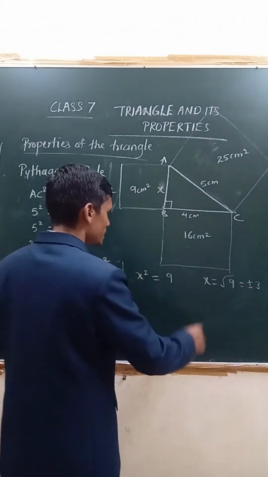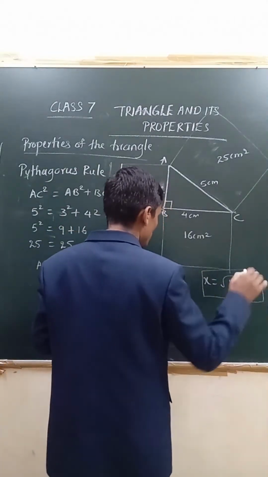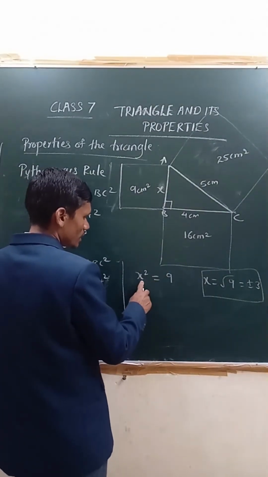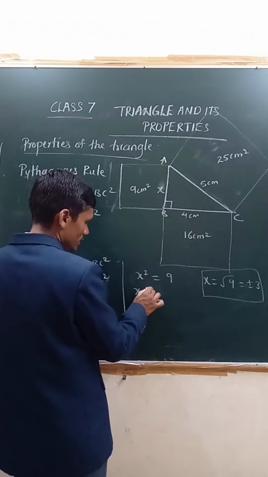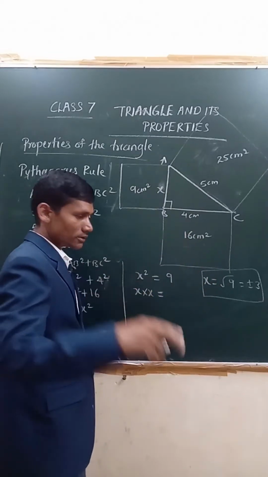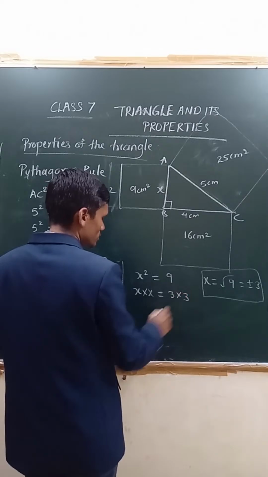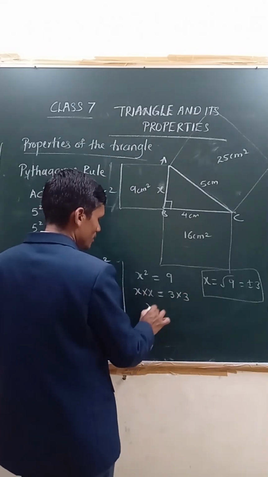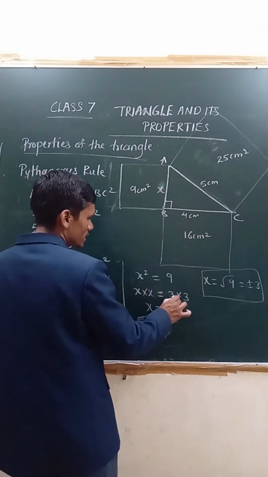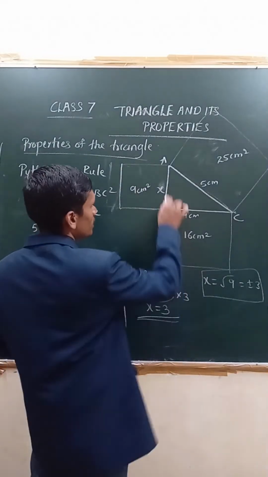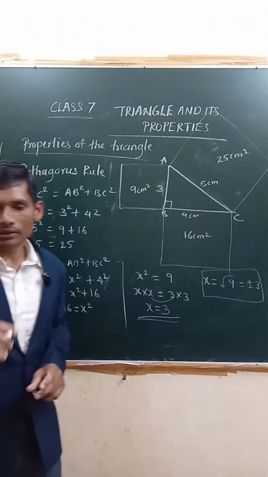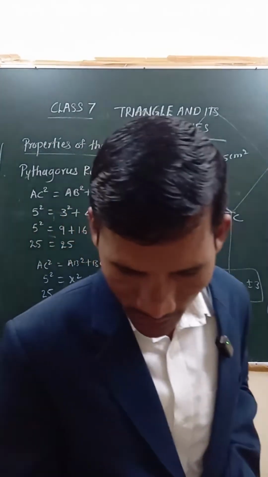So what you can do in this case is keep it aside, because when you come to higher class, there you will study that in 8th, 9th, 10th. Now in this, you can write it like this: x into x. This 9, how can you split as the product of the same number? 3 into 3 you can write. So x is equal to 3. The value is x is equal to 3. So you can say that x corresponds to 3, and that is why you can write this x as 3 centimeter, right? This is how you can find out whatever is asked.